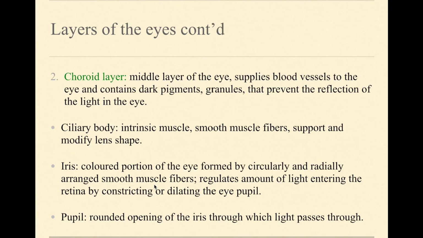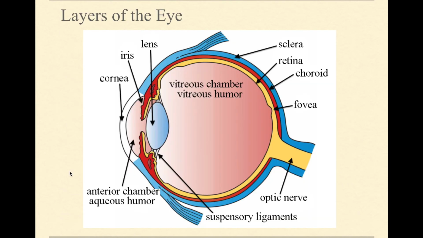Now, the third layer of the eye is the choroid layer. It is the middle layer of the eye, supplies blood vessels to the eye, and contains dark pigment granules that prevent the reflection of the light in the eye. The choroid layer contains the ciliary body, as we've seen before, which is the intrinsic muscle that supports and modifies the lens shape. It contains the iris and the pupil, as we go back to the figure.